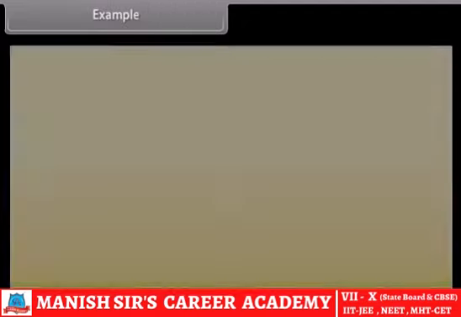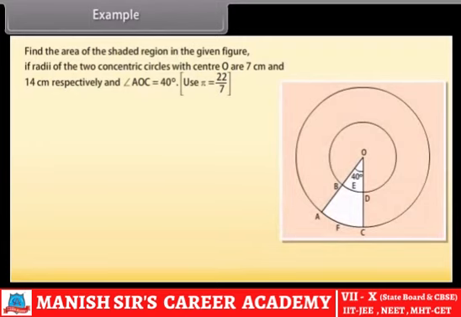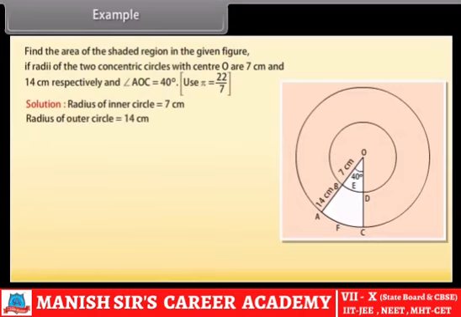Example. Find the area of the shaded region in the given figure if the radii of the two concentric circles with center O are 7 cm and 14 cm respectively, and angle AOC is 40 degree. Use pi as 22/7. Radius of inner circle equals 7 cm. Radius of outer circle equals 14 cm.